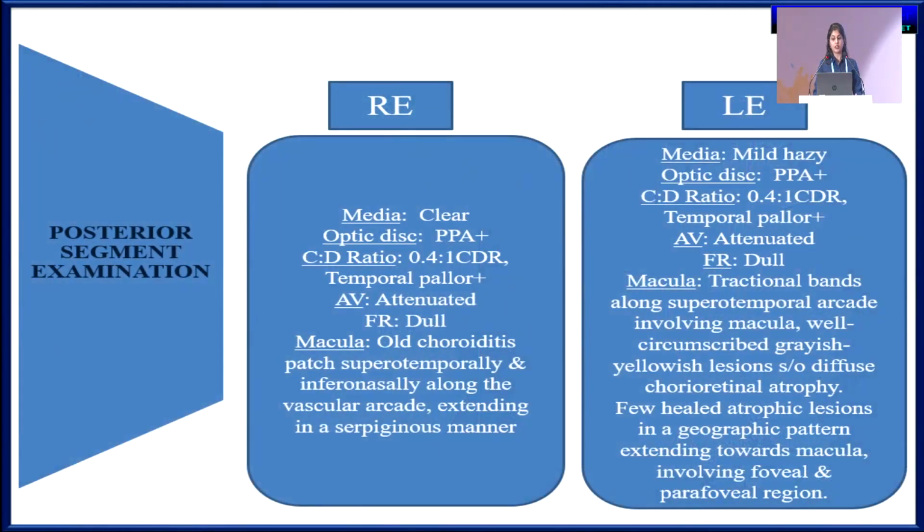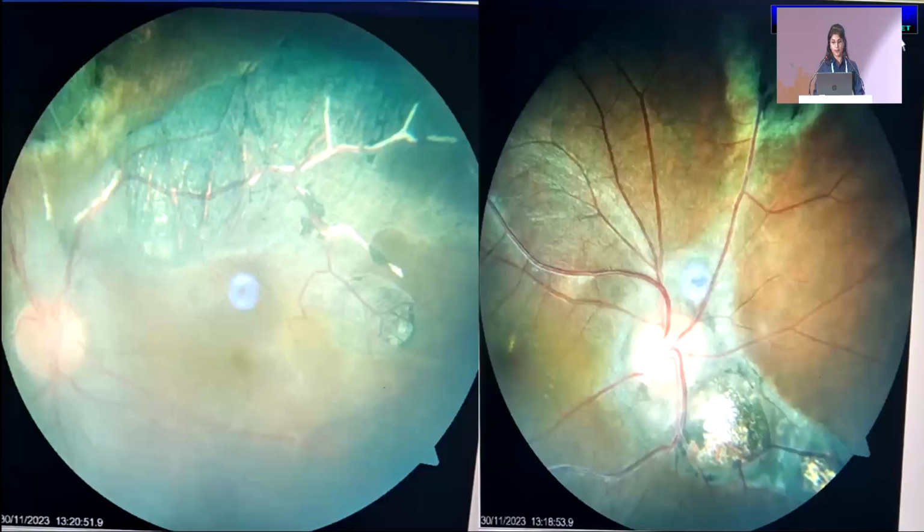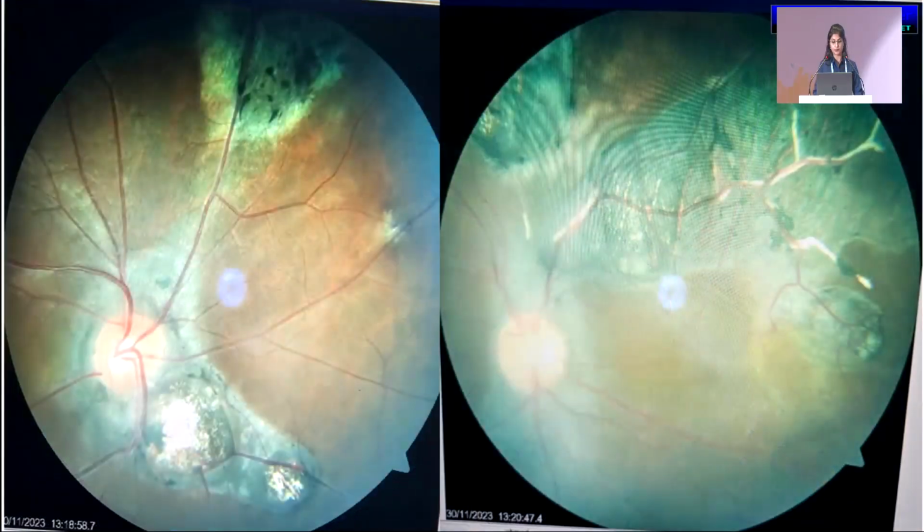In the left eye, the media was hazy. The optic disc showed peripapillary atrophy along with temporal pallor, and the macula showed tractional bands along the superior temporal arcade involving the macula. The lesions were well circumscribed, grayish yellowish lesions suggestive of chorioretinal atrophy. Few healed atrophic lesions were also present, in a geographic pattern extending towards the macula, involving the fovea and the parafoveal region. This is the fundus photograph of the patient.